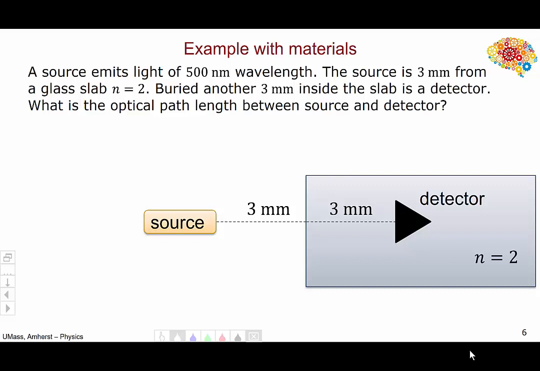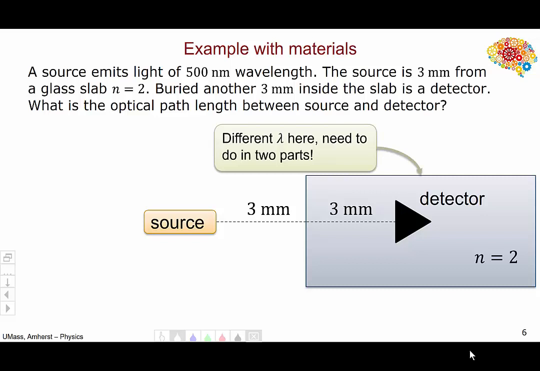So here's an example with some materials. Imagine that we have a source which emits light of 500 nanometer wavelength. The source is 3 millimeters from a glass slab with an index of refraction n equals 2. Buried within the slab, another 3 millimeters inside, is a detector. What is the optical path length between the source and the detector? Well, in this situation, I have two different regions, each with a different lambda, outside the glass and inside the glass. So I have to do this problem in two parts.